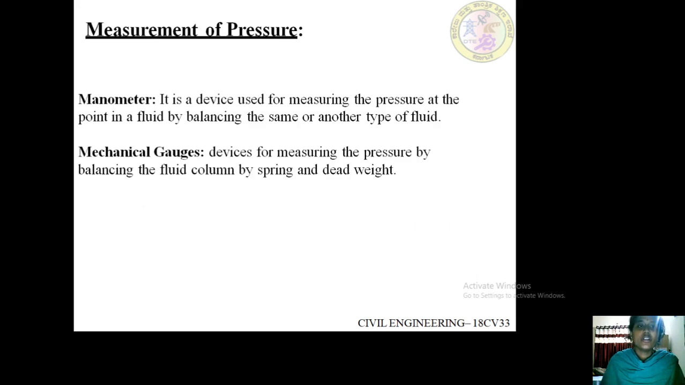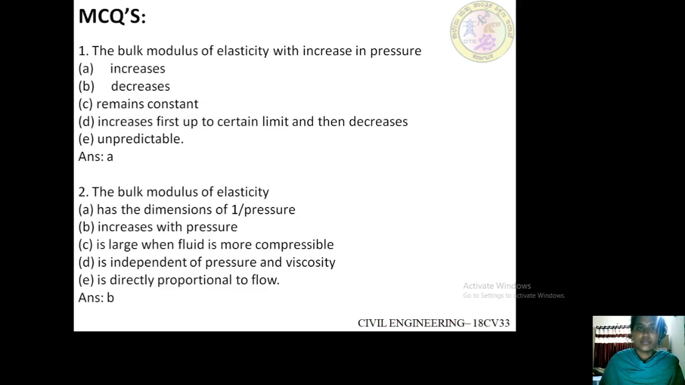Measurement of pressure. There are two types: one is the manometer and another is mechanical gauges. A manometer is a device used for measuring the pressure at a point in a fluid by balancing the same or another type of fluid. Mechanical gauges are devices used for measuring the pressure by balancing the fluid column by spring or dead weight.